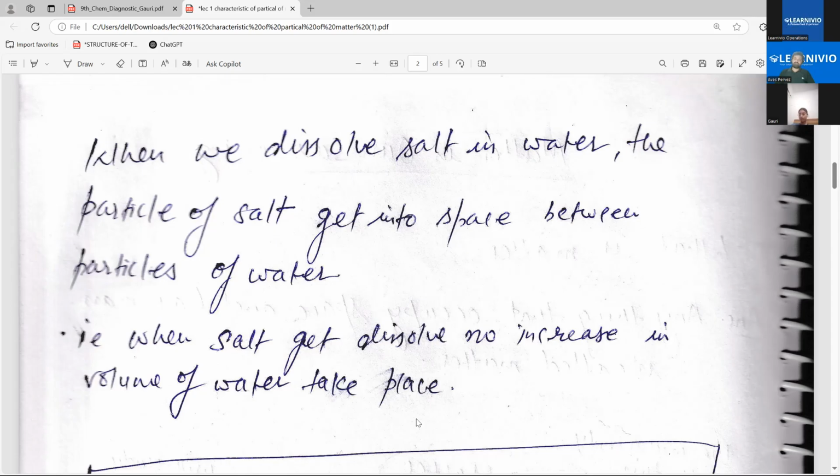So what you have learned till yet, can you tell me how will you be able to prove that particles of matter have a space between them? Like when we take 100 ml water and sugar, when we dissolve the sugar in the water, the level of water didn't increase because there is a space between the particles of water. So the sugar gets fitted inside those particles.